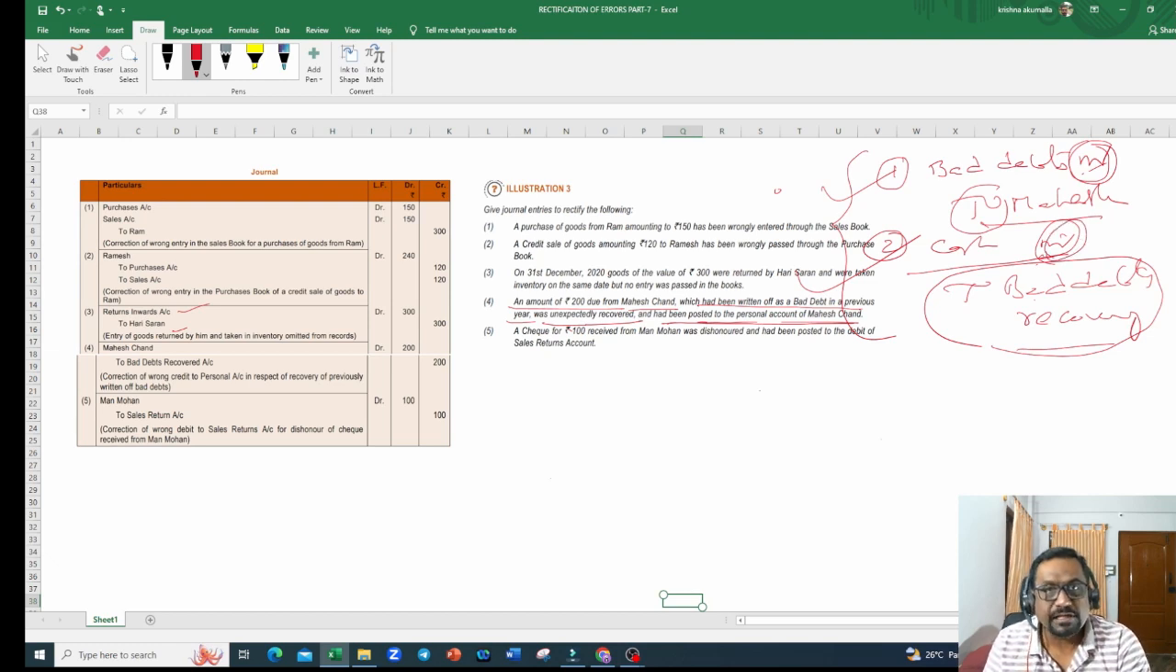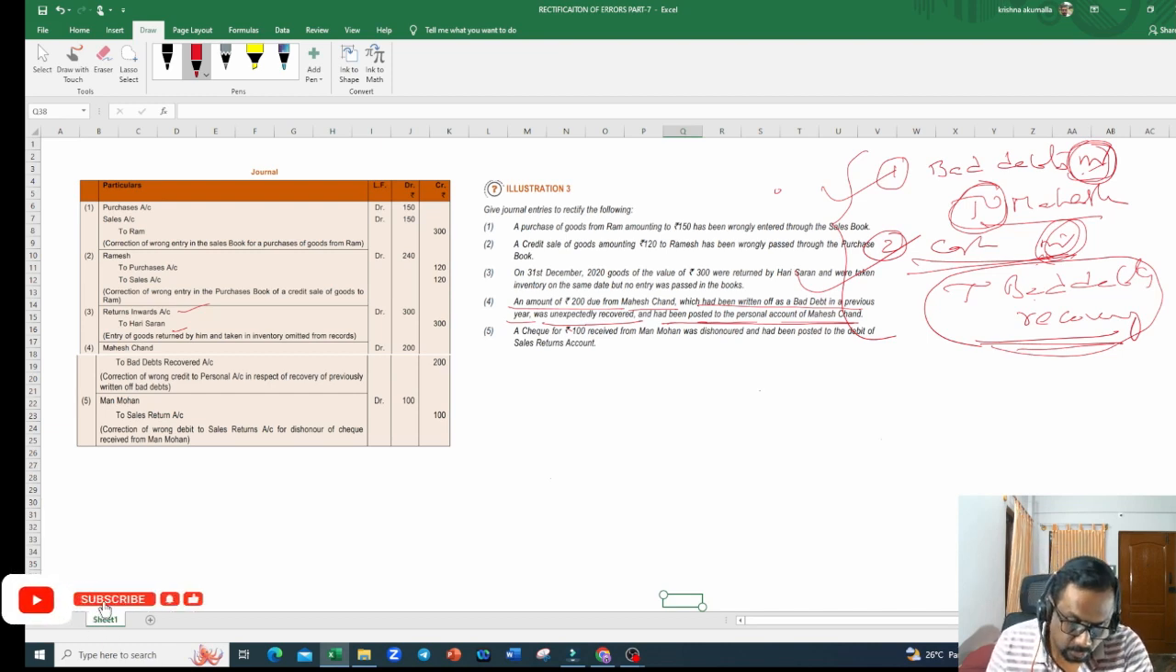So we need to debit cash account. And which account we are supposed to credit? Bad debts account we need to credit. Because there is no Mahesh account. Mahesh account is already knocked off. So we need to credit to bad debts recovery account. Are you getting my point? So cash account debit to bad debts recovery account entry would have been written by us.